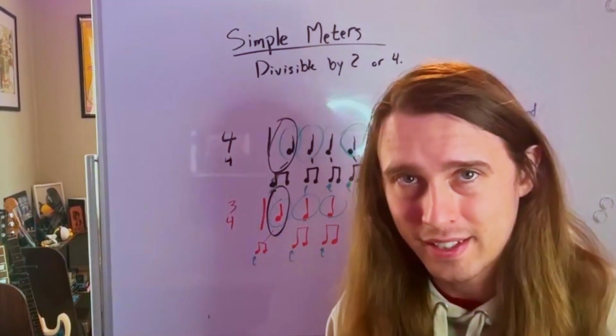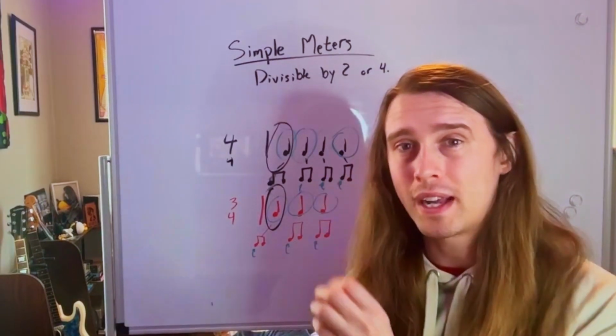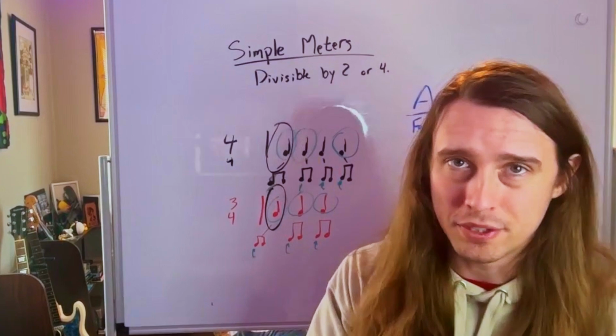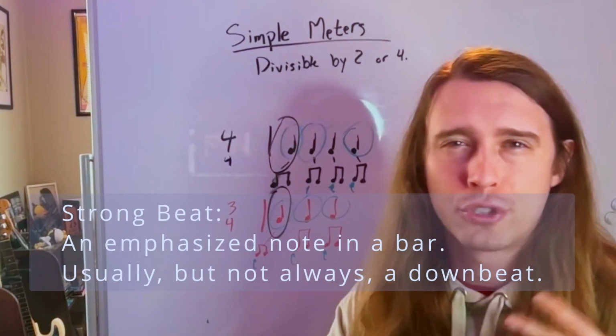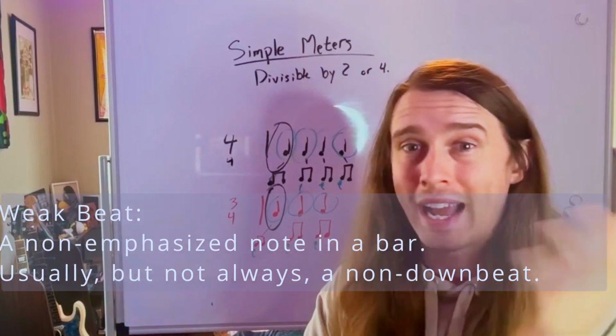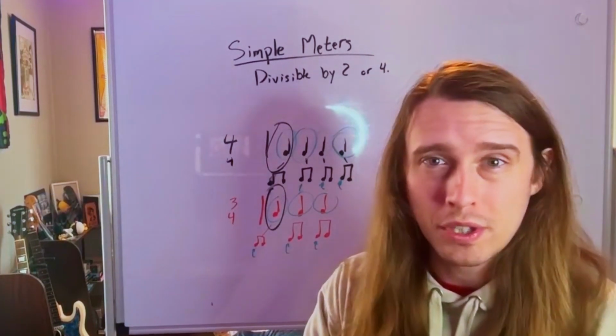So by accenting the 1 in different spots, we can then infer whether we have 4 beats in a bar or 3 beats in a bar. Finally, we have strong beats and weak beats. Now the 1 tends to be the strongest beat. Again, you can accent whatever you want, but generally 1's going to be the strongest.